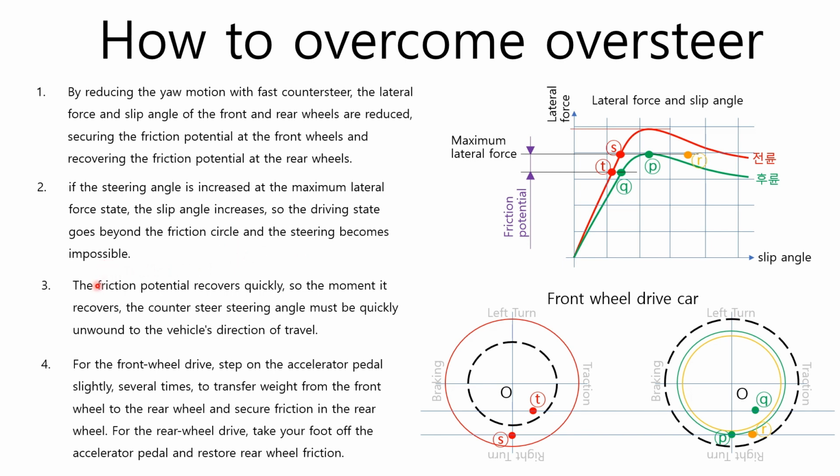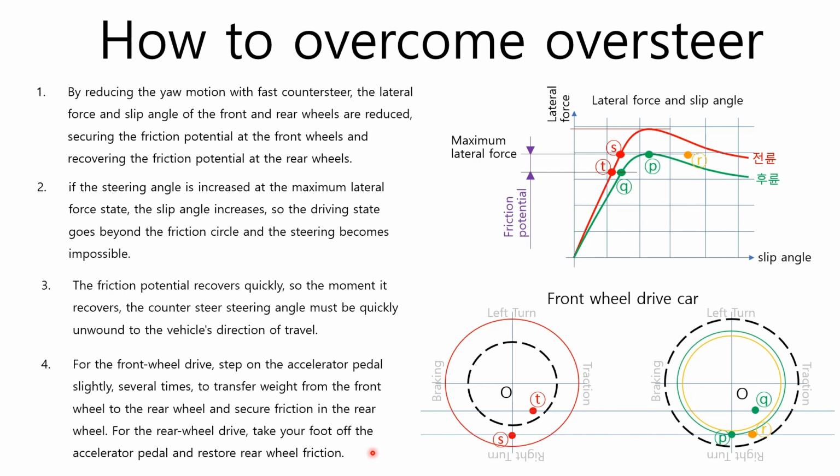Another thing to note is that the friction potential recovers quickly, so the moment it recovers, the countersteer steering angle must be quickly unwound to the vehicle's direction of travel. In the case of front-wheel drive, step on the accelerator pedal slightly, several times, to transfer weight from the front wheel to the rear wheel and secure friction in the rear wheel. In case of rear-wheel drive, take your foot off the accelerator pedal and restore rear-wheel friction.